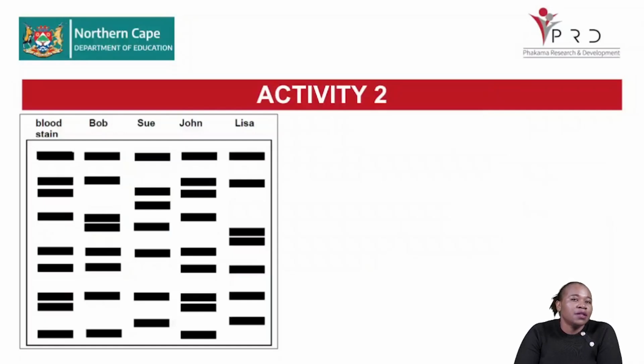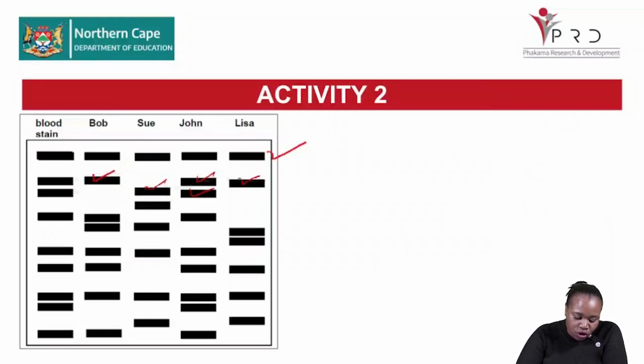It means that most of their DNA profiles are the same. But remember, they are not identical twins, therefore they're not going to be exactly the same, but mostly the same. The first one matches everyone, right? The second one, Bob, John, and Lisa, right? As you can see, we're finding a lot that are similar here.